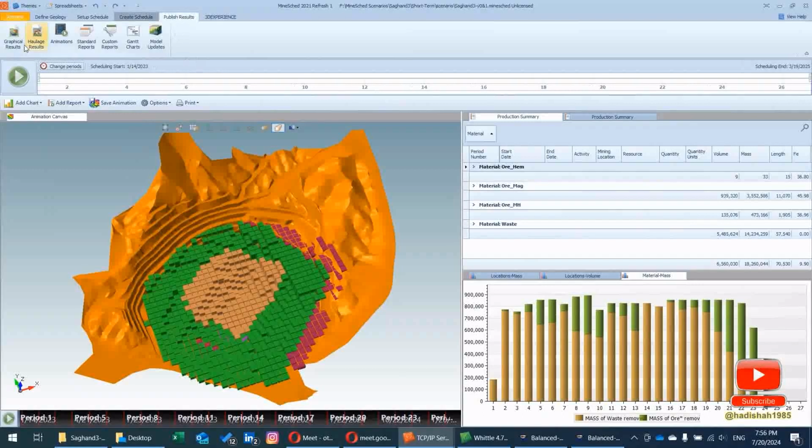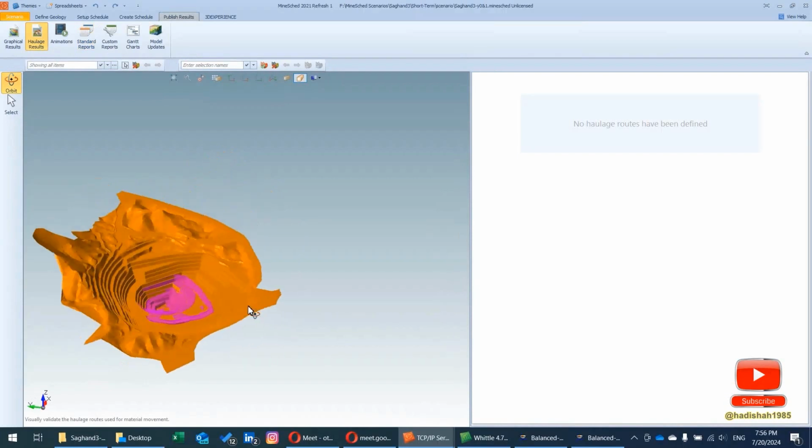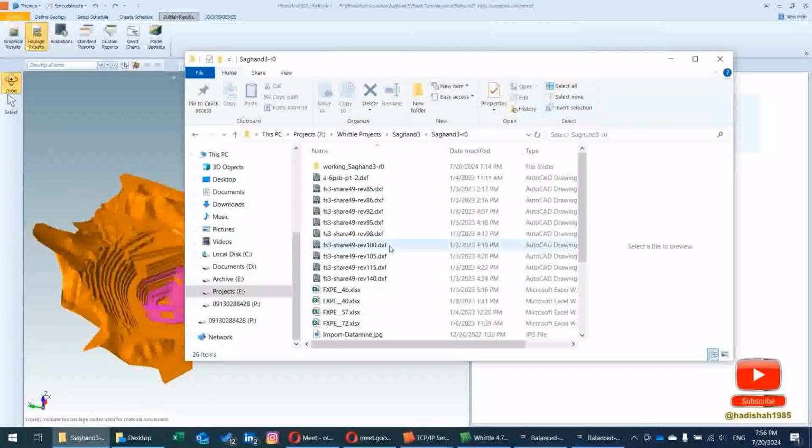Here, publishing results, standard results, you can ask it to export the haulage details in a spreadsheet such as CSV or Excel files, as well as haulage results can be graphically validated here, but I have not defined, so you see nothing about haulage in this window, in this canvas. To check the speeds, the rolling resistance, the sequences, and come to a conclusion.